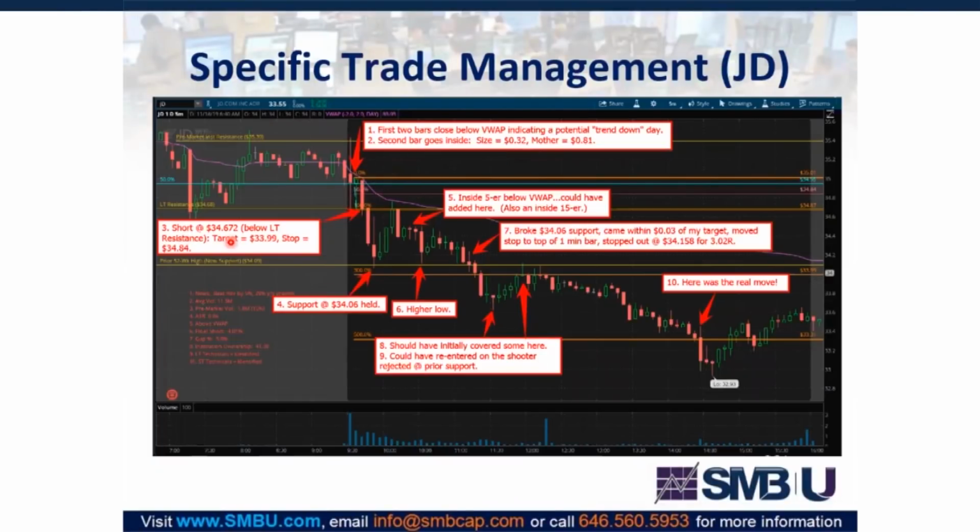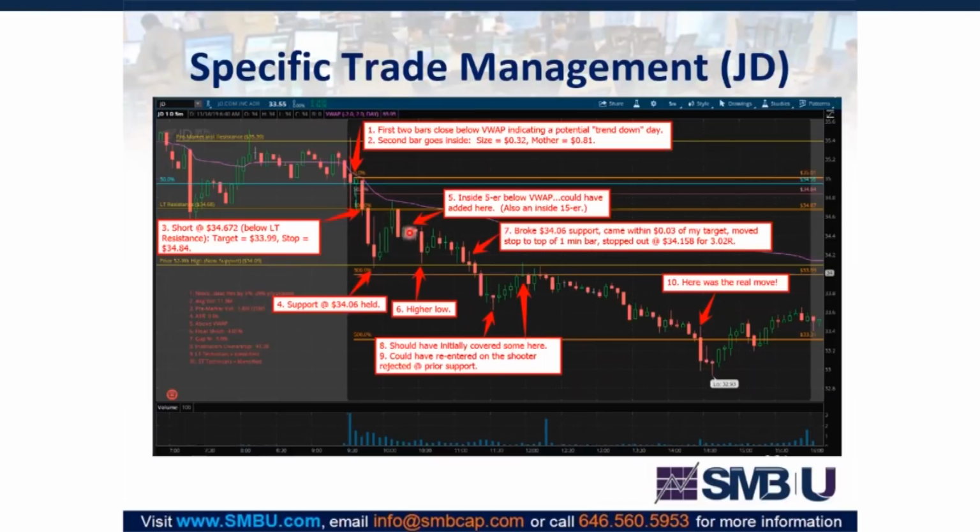And then I shorted at the break of the first inside bar, the second 5-minute bar. Once it got below there, that's when I got in. My target was down here at 33.99 with my stop up here at 34.84. As the trade started to play out, I got a nice big candle down on the fourth 5-minute bar and a little bit more extension on the fifth. This support here, a prior 52-week high at 34.09, looked like it was starting to hold. 34.06 was the low on that one. So we started to get a bit of a retracement coming back up.